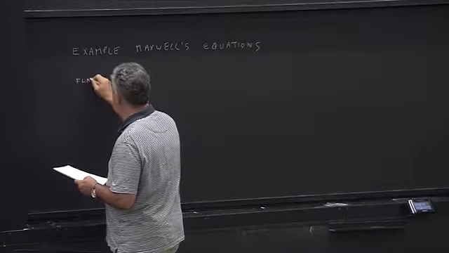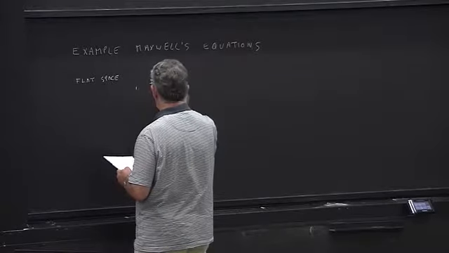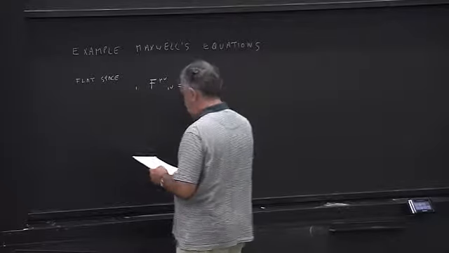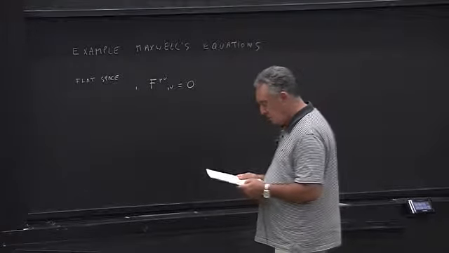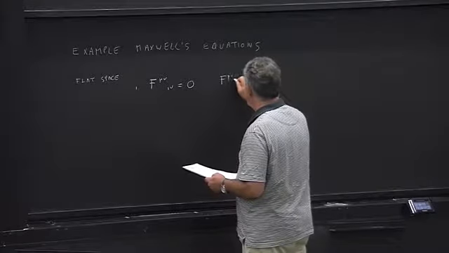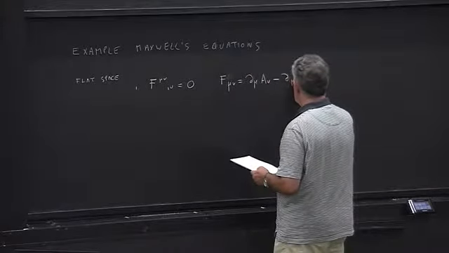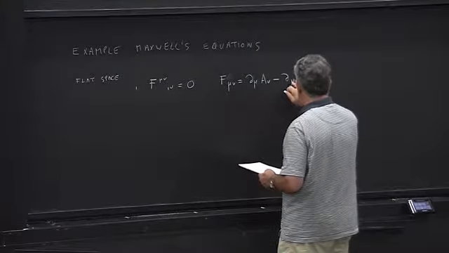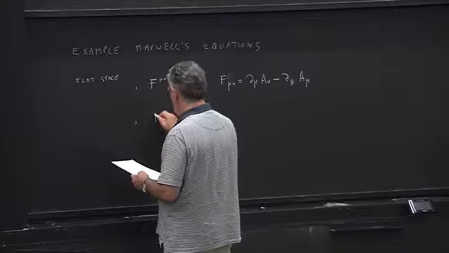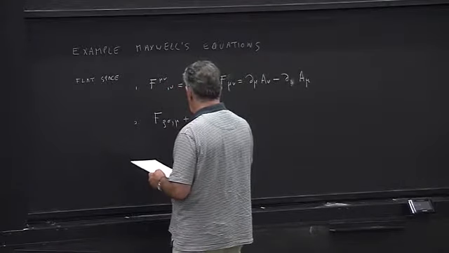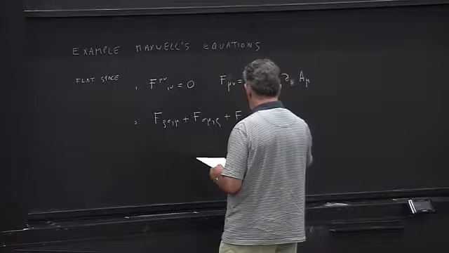In flat space, we have F^{μν}_{,ν} = 0. I'm just going to look at the source-free Maxwell equations for simplicity, where F_{μν} is the curl of the vector potential A_ν, and the other one can be written F_{ρσ,μ} + F_{σμ,ρ} + F_{μρ,σ} = 0.